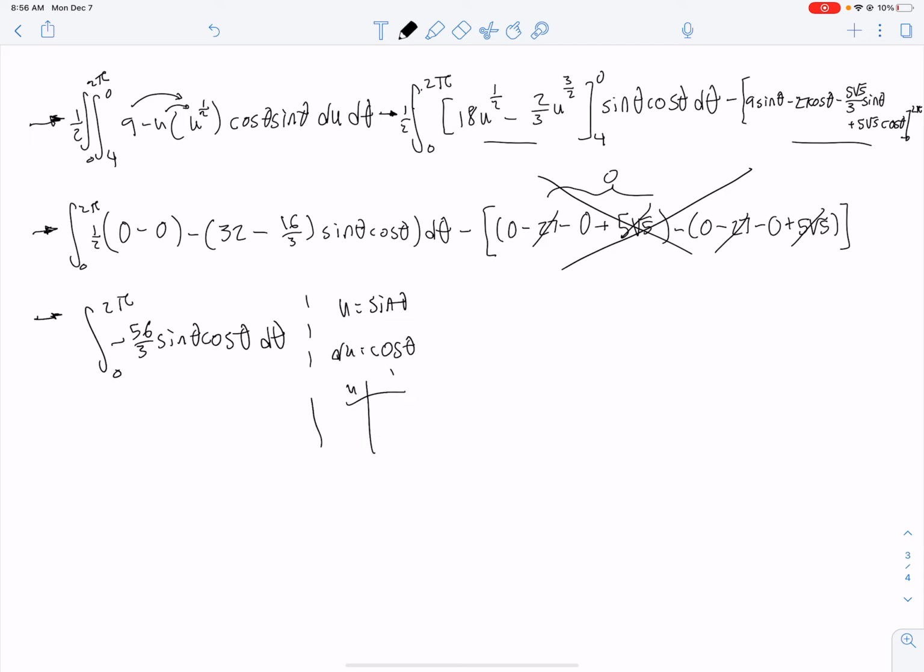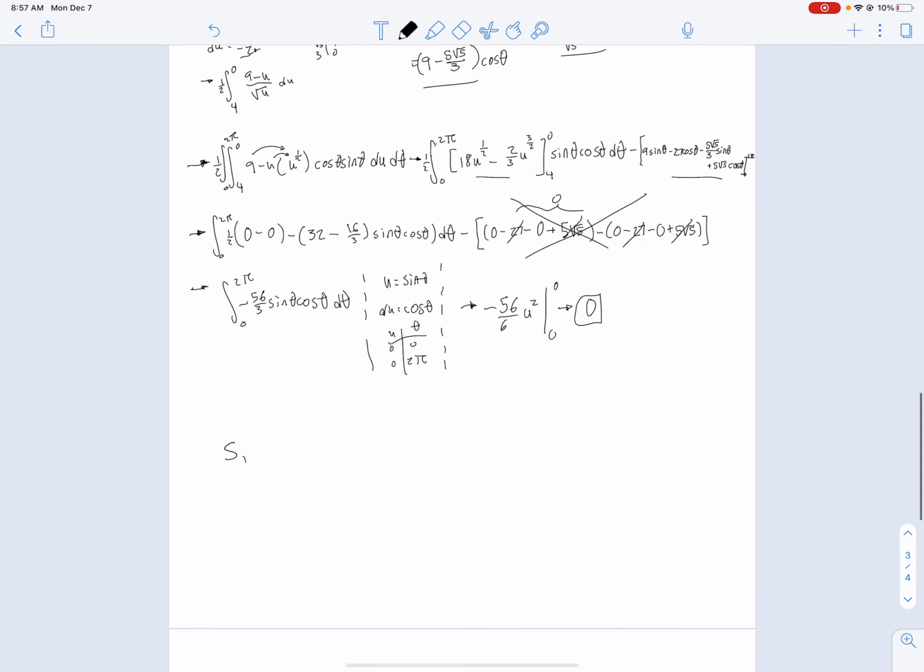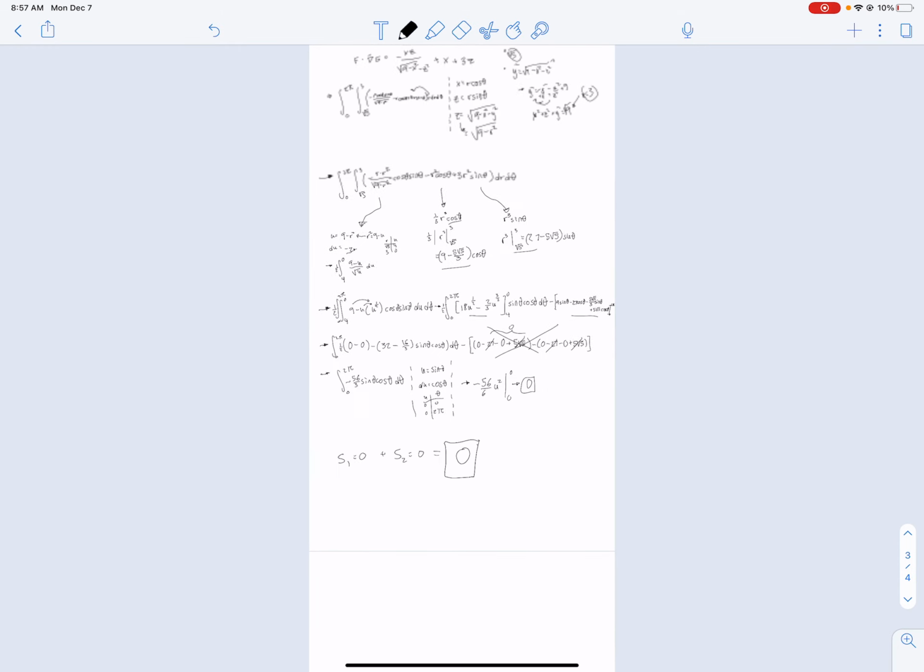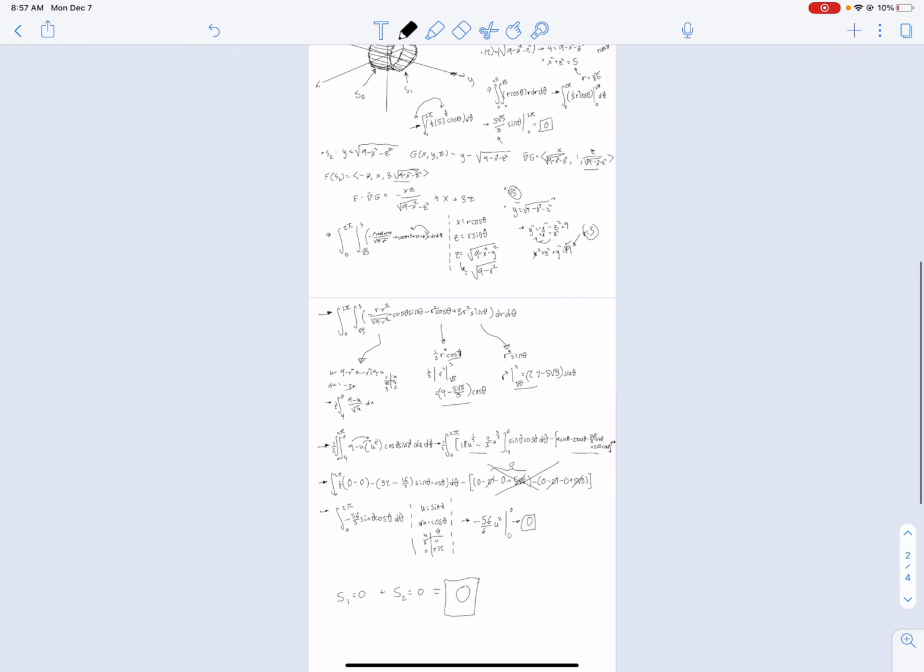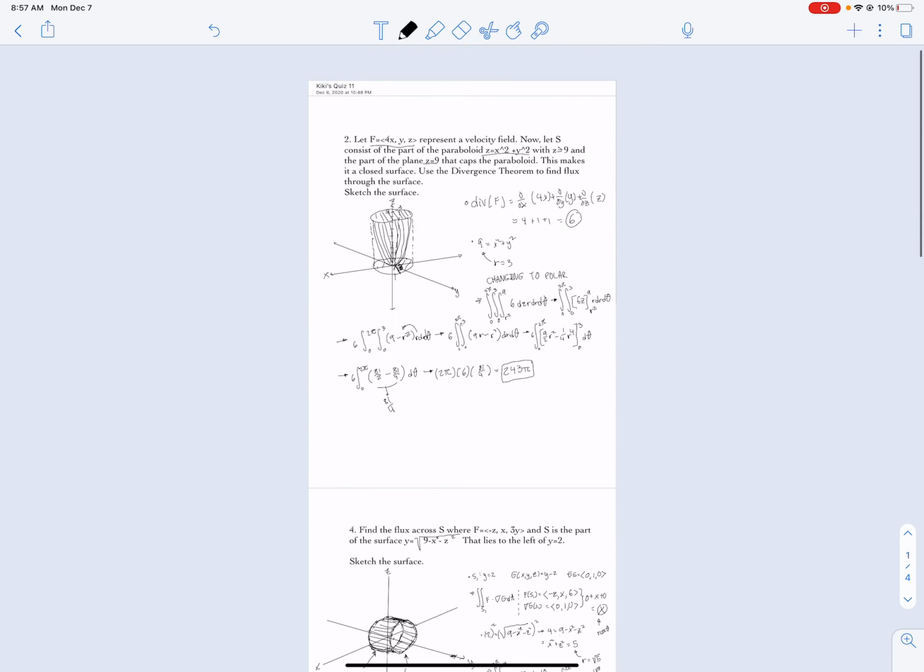Changing our limits of integration, instead of from 0 to 2 pi, we get 0 to 0, which makes this all very much easier. We have negative 56 over 6 u squared from 0 to 0, which is just 0. So part 1 is equal to 0, plus our surface 2 equals 0. Our flux ends up being just 0. Okay, thank you.